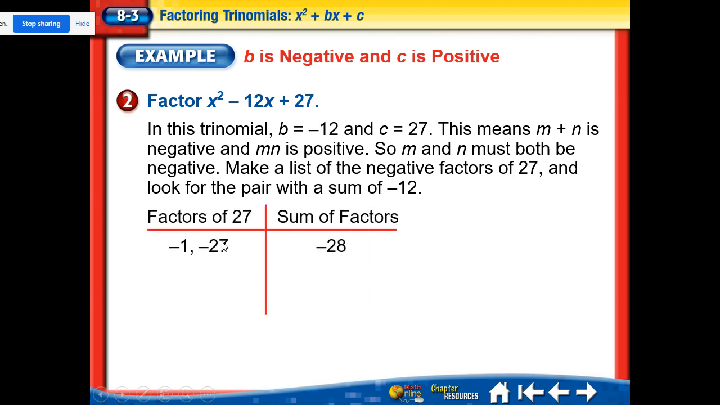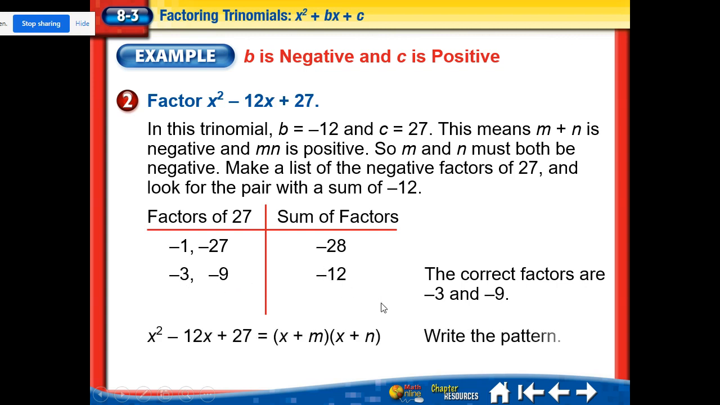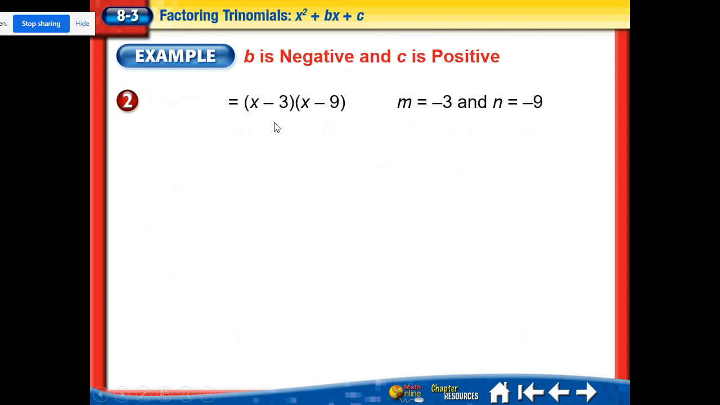Negative 1 times negative 27, that still multiplies to 27. But they do add up to be a negative number. That's how we get that negative number in here. So 1 and 27, well, that's 28, not 12. All right, 3 and 9, well, there's our combination, 3 and 9. So now we can write our answer, x minus 3 and x minus 9.